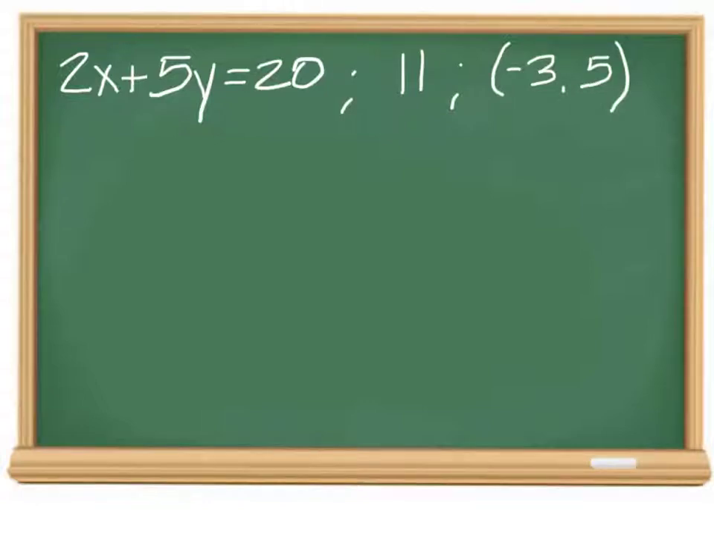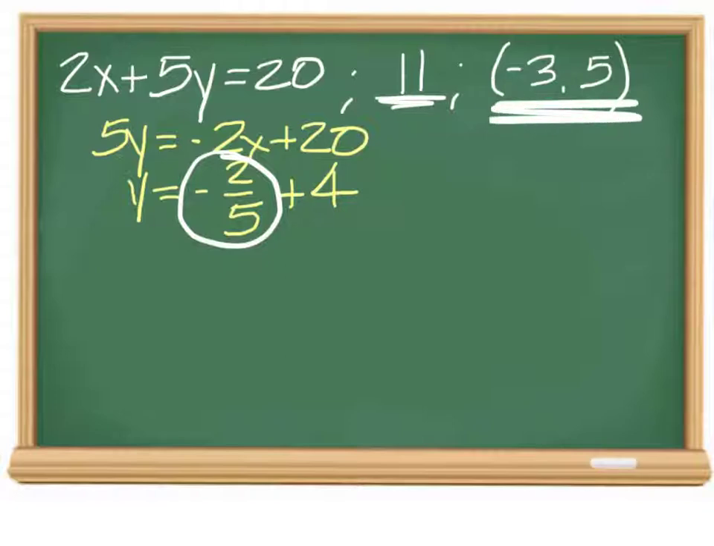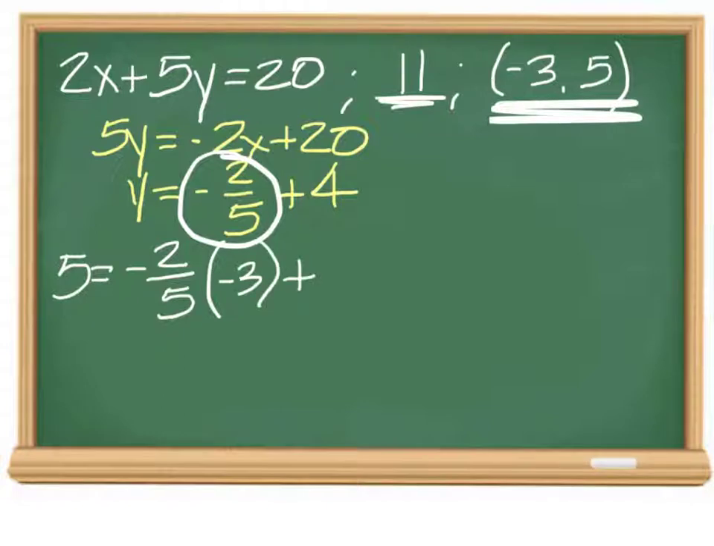On the practice problem, you should start with 5y equals negative 2x plus 20 and divide everything by 5 to get negative 2/5 x plus 4. Now you're going to be able to use this slope because it is parallel. Using the same slope and plugging in this point at the same time, you should come up with 5 equals negative 2/5 times negative 3 plus b.